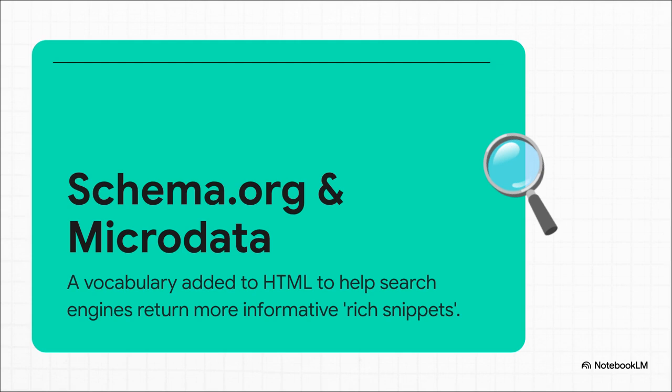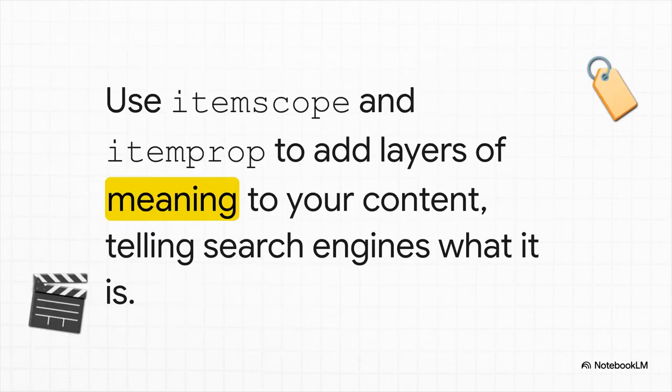It lets you get even more specific, telling search engines that, hey, this number here isn't just a number. It's a movie rating, or this text is a recipe's cooking time, or this is the street address of a business. And here's what that looks like in practice.